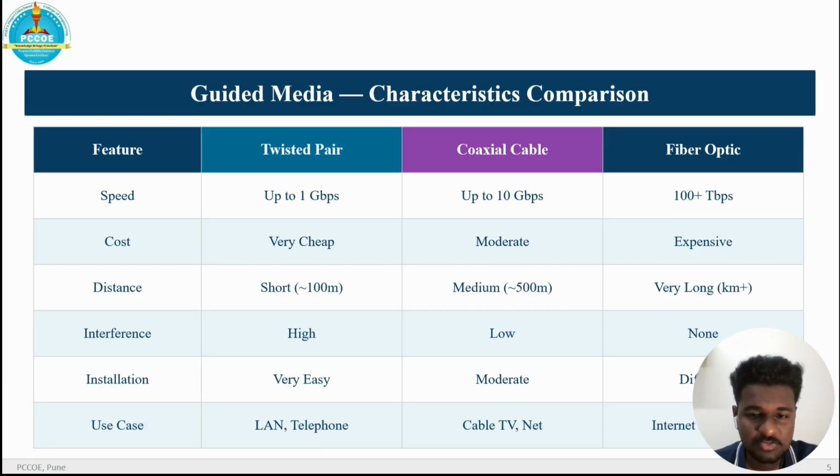For interference, twisted pair has high interference, coaxial has low, and fiber optics has absolutely none. And installation: twisted pair is very easy to install, coaxial is moderate, and fiber optics is difficult due to precision requirements. So, the choice of cable depends entirely on the use case, speed needed, distance, and budget.